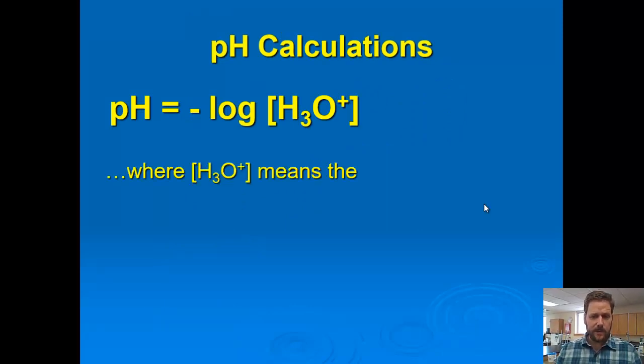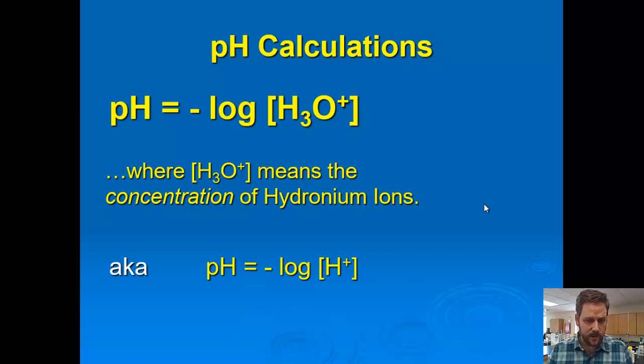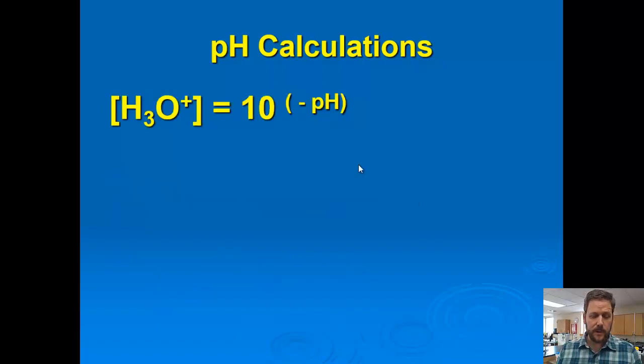Now, hydronium ion concentration is the more formal definition. Sometimes you'll see it written as just H plus concentration, and these can be used interchangeably. So don't let that confuse you if you see the equation written this way. The H plus ion is just a shorthand for writing H3O plus. Now, we can rearrange this equation to solve for H3O plus concentration. That would be 10 to the negative pH.